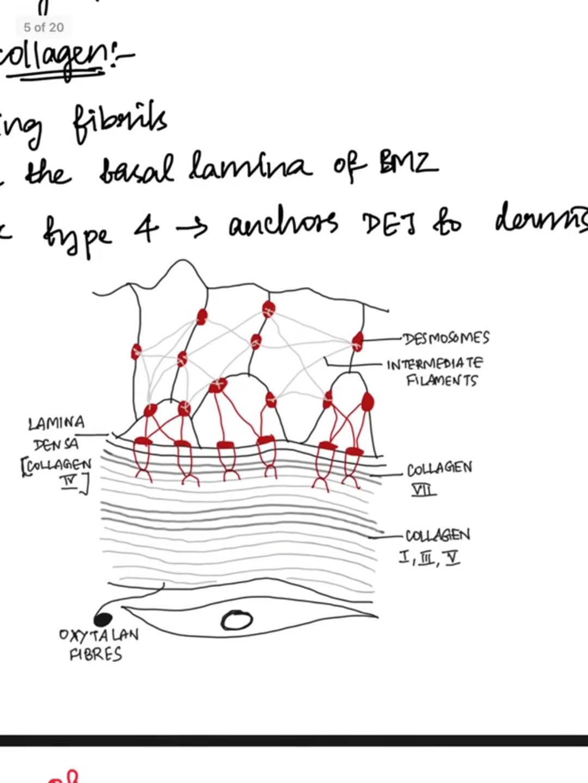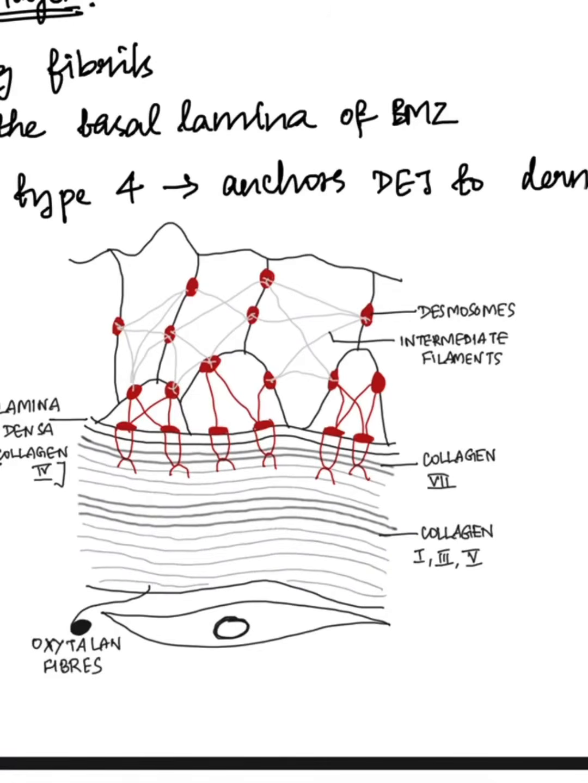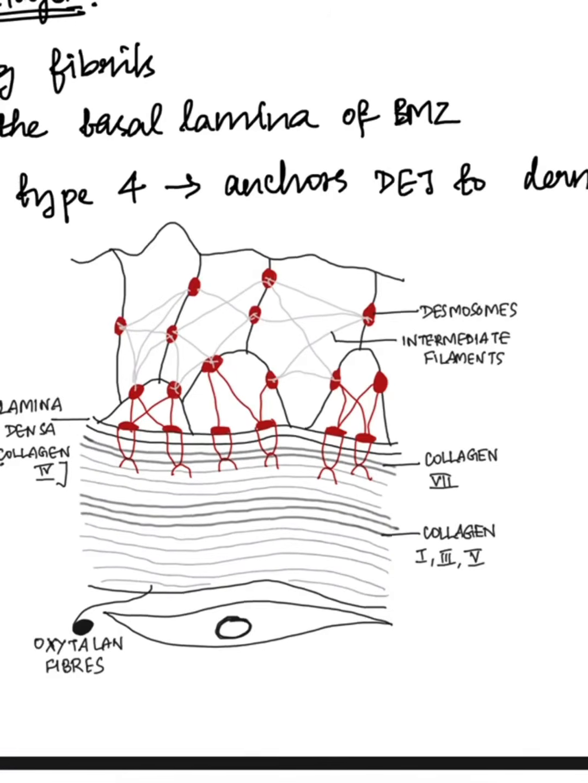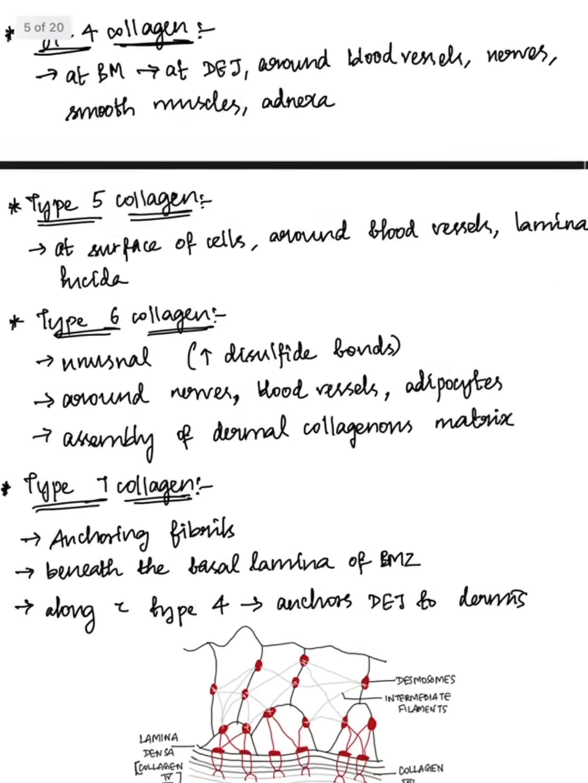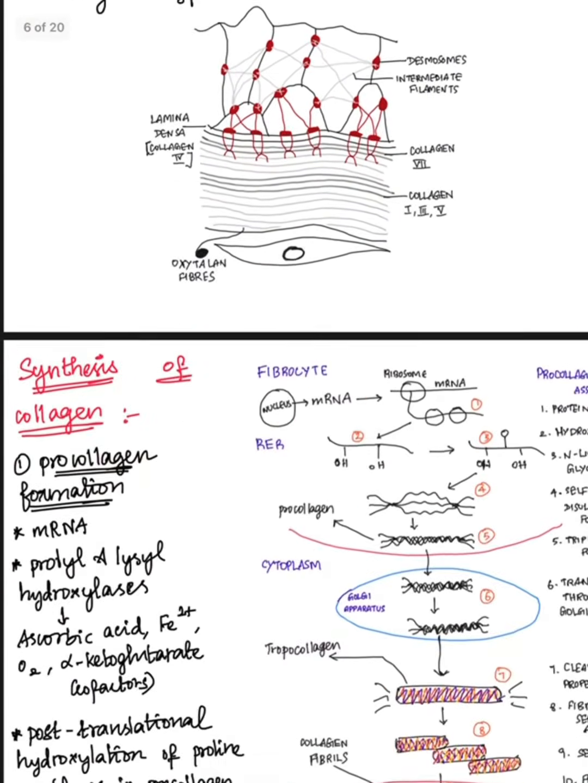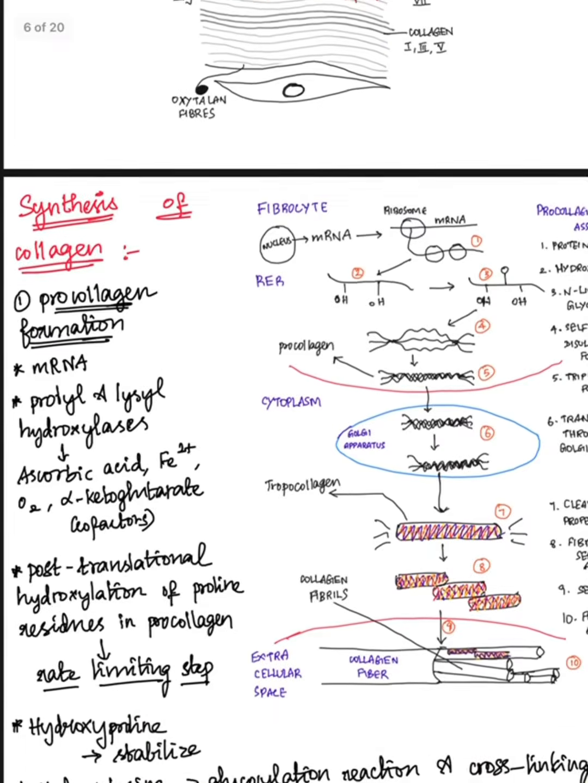So here you can see the collagens. Here are types 1, 2 and 3, and type 7 collagen is present in the anchoring fibrils, and here is type 4 collagen, present in the lamina densa at the basement membrane junction.